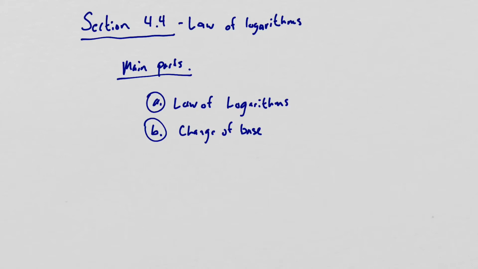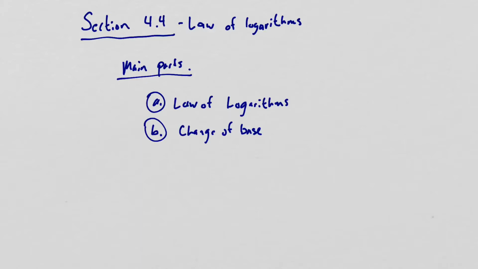In section 4.4, we'll be studying the properties of logarithms. This section is broken down into two different pieces. In part A, we'll be looking at the laws of logarithms. These properties will allow us to solve logarithmic and exponential equations. These properties are algebraic in nature and have a very nice symmetry to them.